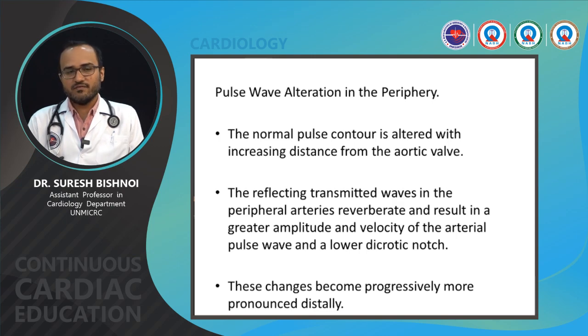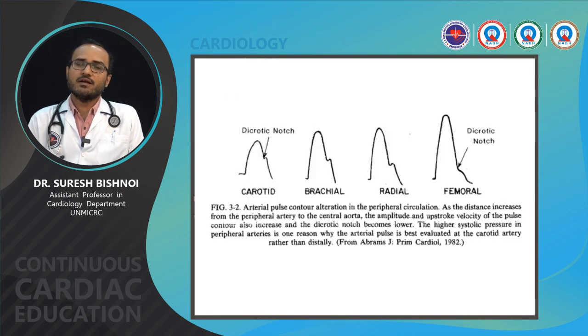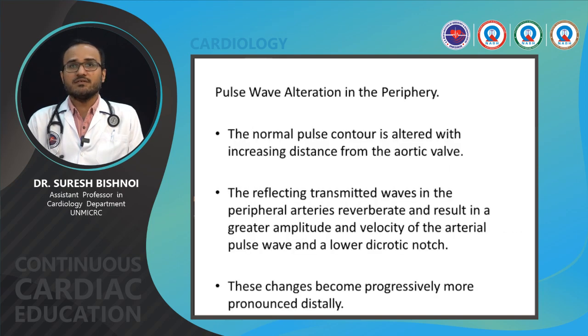Whenever there is invasive pulse recording from the central, upper limb, lower limb, or as we go to the periphery, there is an alteration in the configuration of the pulse which is depicted by this diagram. And this should also be learned to draw. As we move from the carotid to brachial, radial and femoral, there is a progressive increase in the volume of the pulse and a progressive decrease in the height of the dicrotic notch. And this is explained by this.